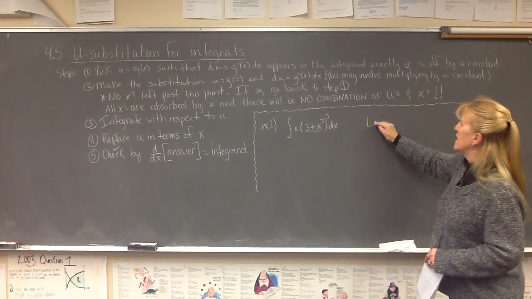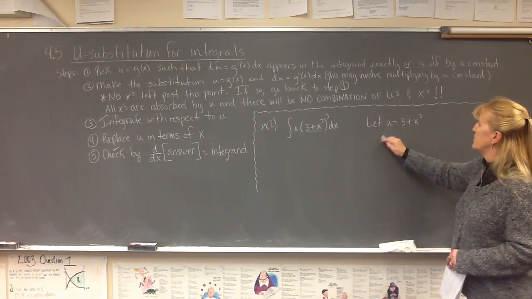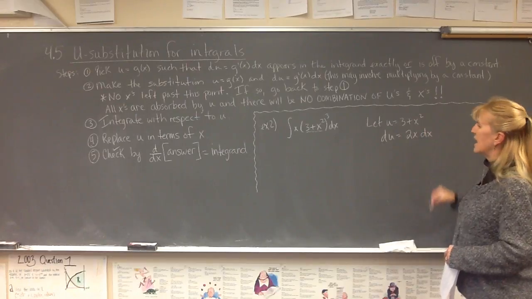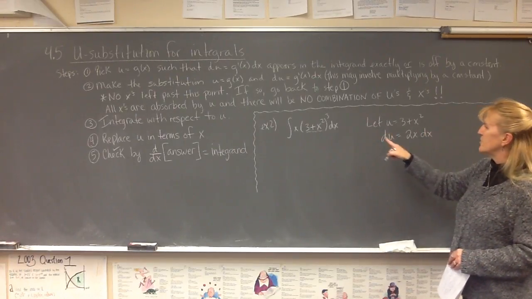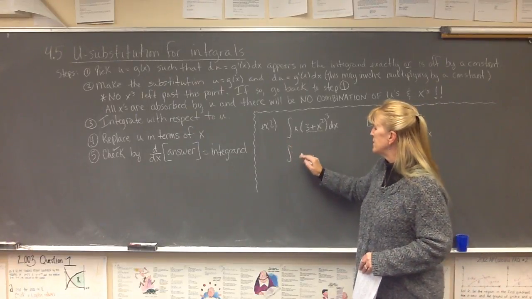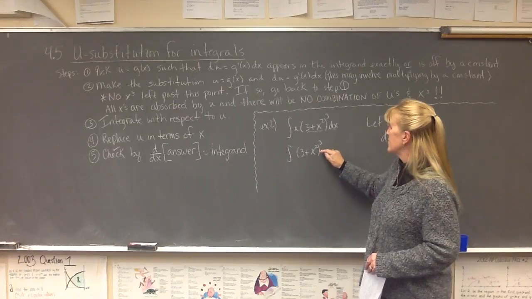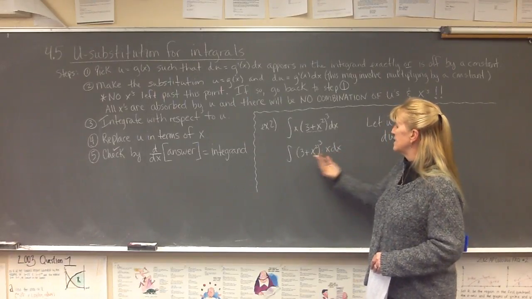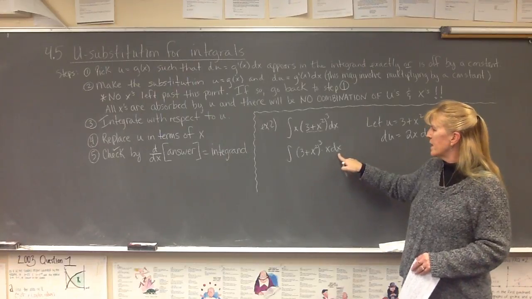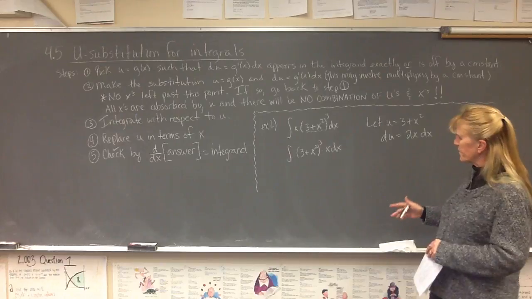So let's go to the side, and we're going to let u equal 3 plus x squared. My du therefore becomes 2x dx. Now I don't have 2x dx, I have x dx. And if it helps you, maybe it would be a good idea to rewrite this so that the x dx is sitting on the right hand side and the x and the dx aren't split apart from each other. But pretty soon you'll be able to connect those in your mind and not do that particular step.